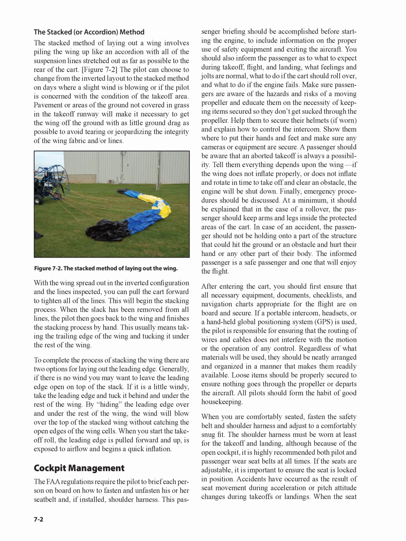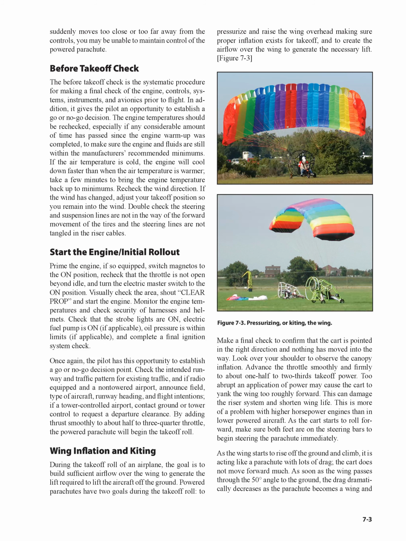When you are comfortably seated, fasten the safety belt and shoulder harness and adjust to a comfortably snug fit. The shoulder harness must be worn at least for the takeoff and landing, although because of the open cockpit, it is highly recommended both pilot and passenger wear seat belts at all times. If the seats are adjustable, it is important to ensure the seat is locked in position. Accidents have occurred as the result of seat movement during acceleration or pitch attitude changes during takeoffs or landings. When the seat suddenly moves too close or too far away from the controls, you may be unable to maintain control of the powered parachute.